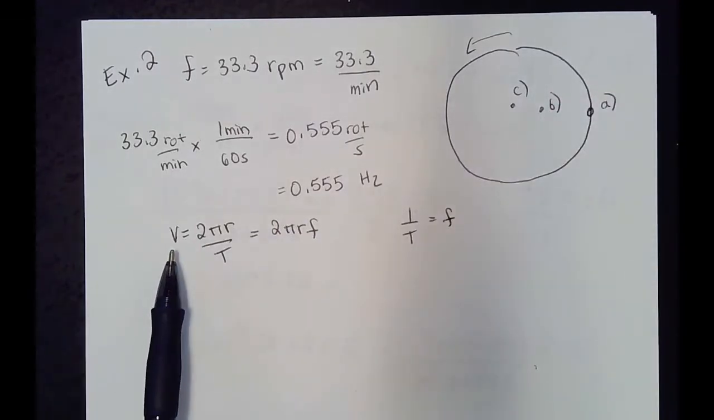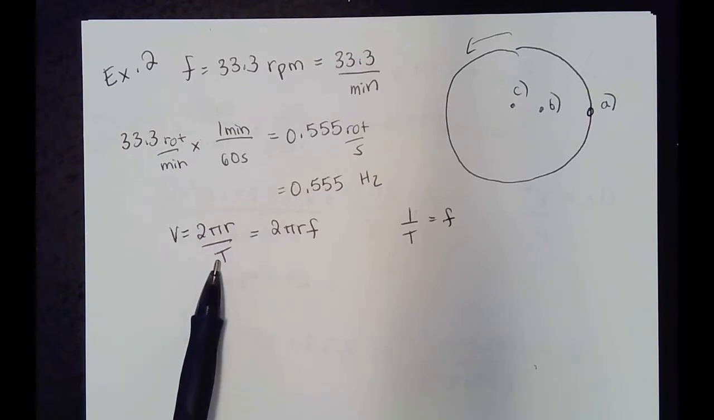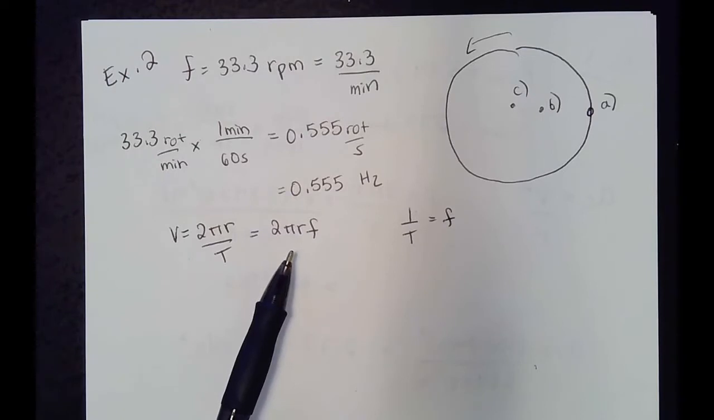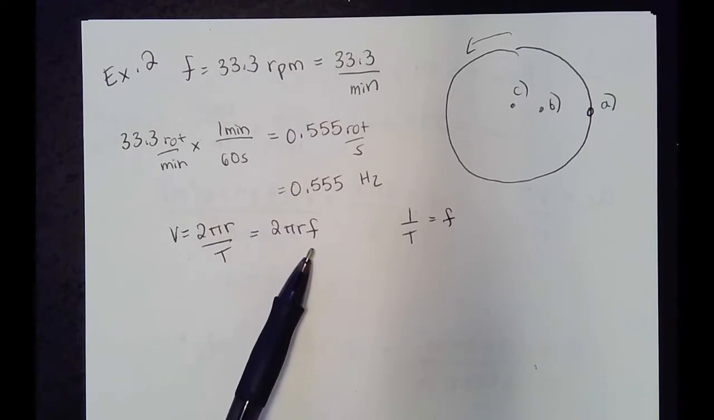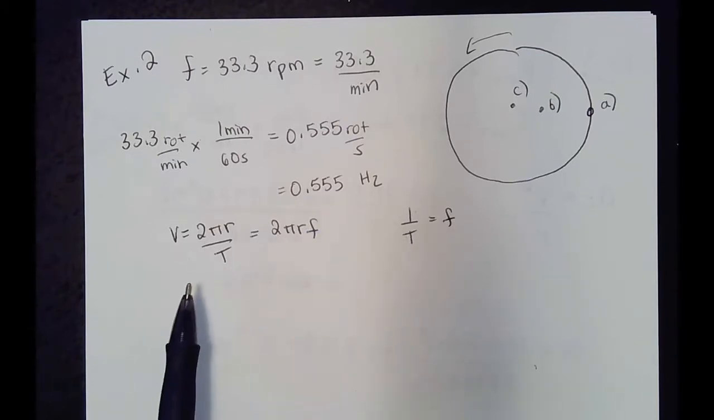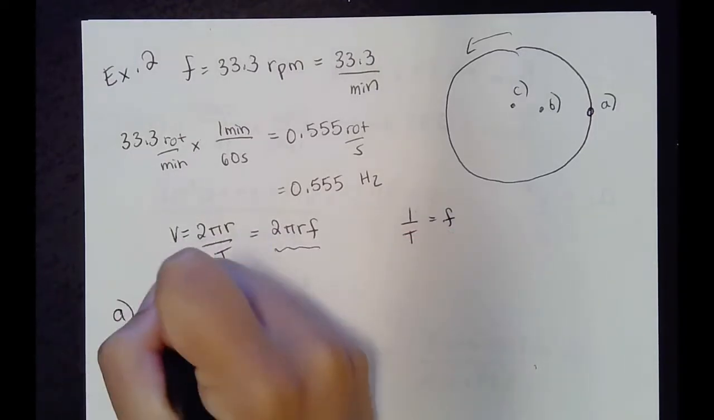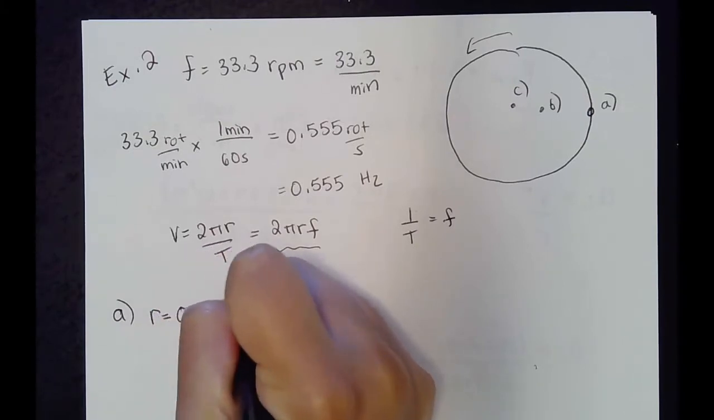We can write the speed for uniform circular motion as 2 pi r over the period, which we can then replace 1 over the period by the frequency. So since we're given the frequency, we can use this form of the speed equation this time, or you could alternatively find the period and then use this one, and we'll get the same result either way. So I'll use this with the frequency, and let's look at A, where we have r equals 30 centimeters, so 0.3 meters.